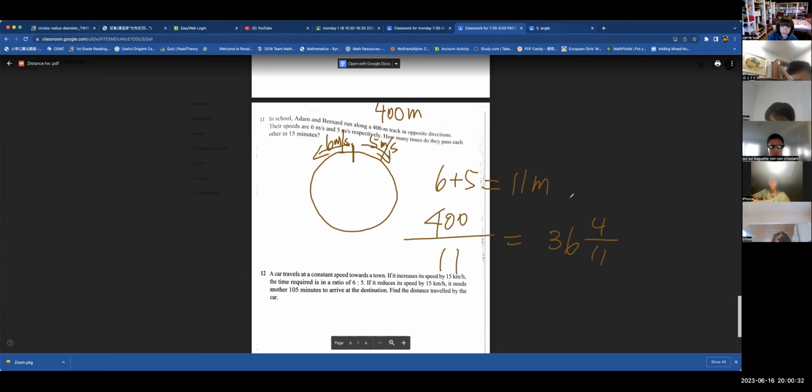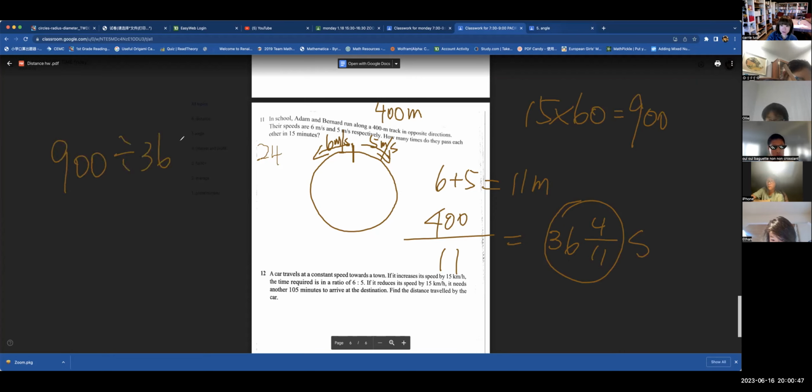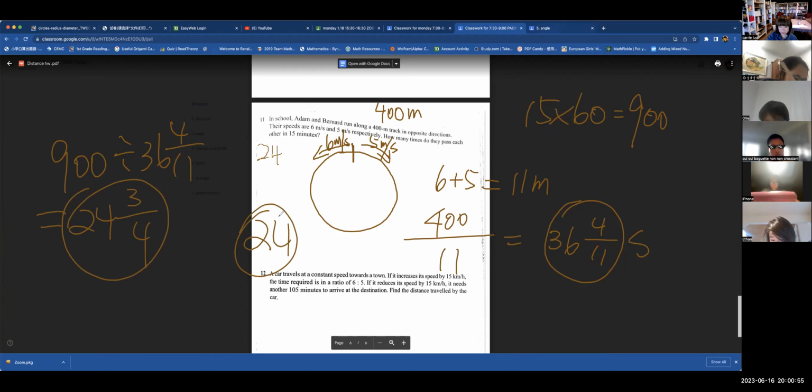So that means every 36 seconds, a little bit more than 36 seconds, they're going to meet each other, right? So in 15 minutes, how many seconds are there? 900 seconds. So all we need to do is 900 divided by 36 and 4 over 11, so equals 24 and 3 over 4. So that means they're going to meet each other 24 times. Understand? 因为遇到一次需要花36秒，那15分钟里面有几个36秒？ So 900 divided by 36. Understand? Okay, so that's exactly how we get it.